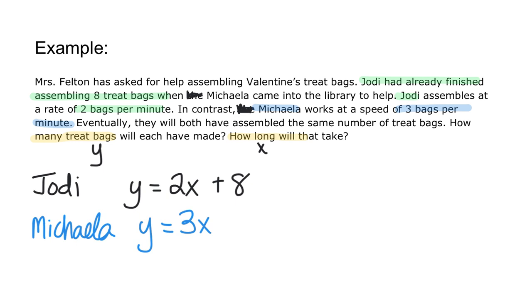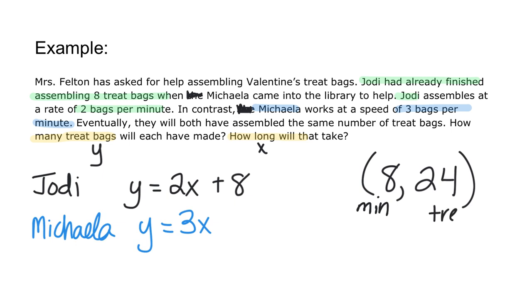And then we have Michaela's value there that we can use to finish solving this. When we solve this, you can graph it in Desmos, and I'm not going to pull Desmos up to show all of these because we know how to do that already. If you were to graph this in Desmos, it's going to cross at the point 8, 24. But we need to be able to interpret that point for what it means in this problem. This is why we label our x and y: x is time and y is treat bags. So this point (8, 24) tells me it takes 8 minutes for them to make 24 treat bags.